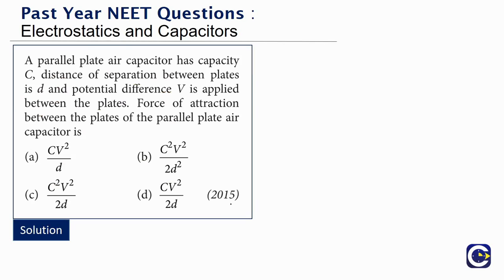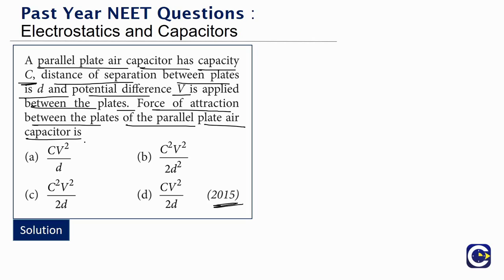This is a question that has come in the year 2015. A parallel plate air capacitor has a capacity C, which means capacitance. Distance of separation between the plates is d and potential difference is V applied between the plates. The force of attraction between the plates of the parallel plate capacitor is? The region between the capacitor plates is filled with air. That is why they are calling it the parallel plate air capacitor. So it's a straightforward question. We have a capacitance value C, the potential applied is V, and the distance between the plates is d.